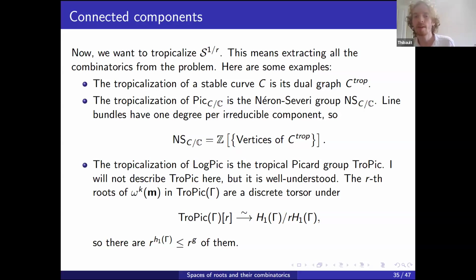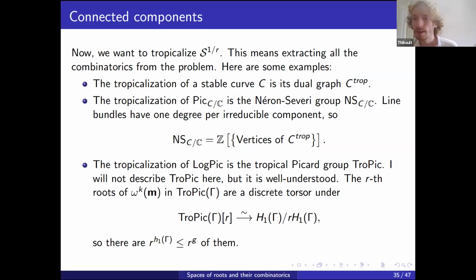I will say one thing, which is that the torsion of Tropic, so Tropic has a lot to do with monodromy, and therefore it has a lot to do with cycles. And in particular, the torsion of Tropic is the first homology of the graph modulo r times the first homology of the graph. So it's a lattice of rank genus of the graph tensored with Z mod rZ.